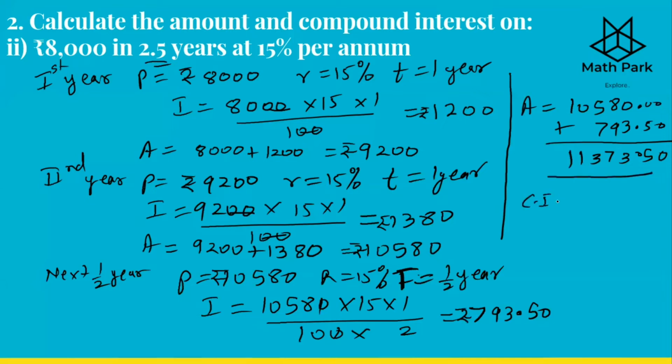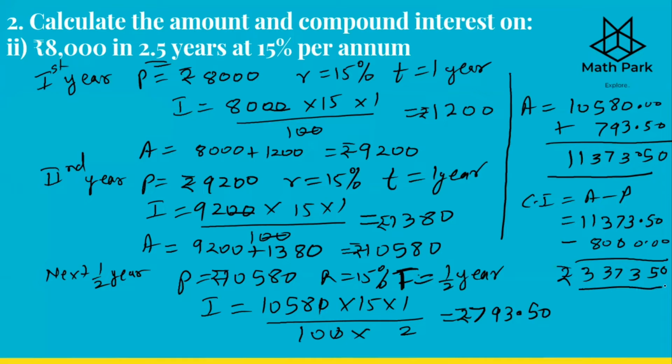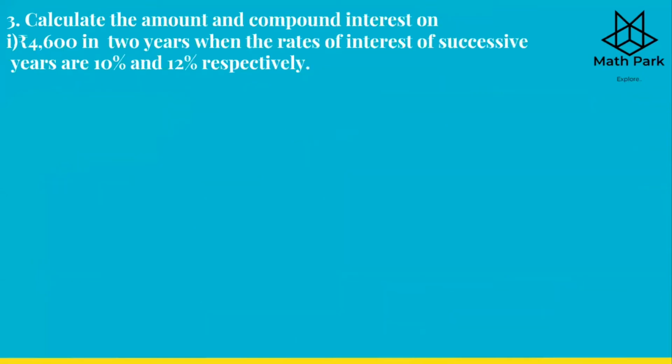And then compound interest is equal to A minus P again, which is 11,373.50 minus the initial amount, which was 8,000. Subtracting 8,000, we get the compound interest as 3,373 rupees and 50 paisa. Got it? 3,373 rupees and 50 paisa. So we did question number 2. Moving to question number 3.